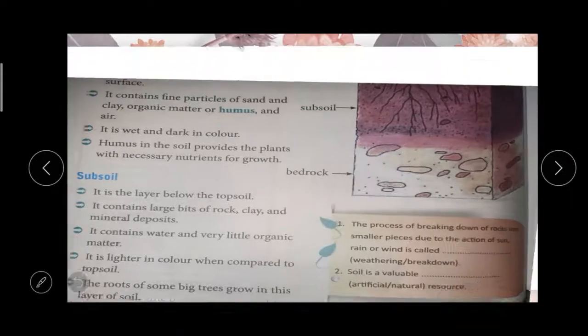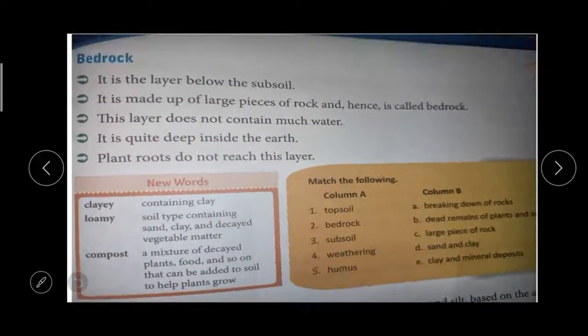Then what's the third layer of the soil? Bedrock. It is the layer below the subsoil. It is made up of large pieces of rock, and it is called bedrock.